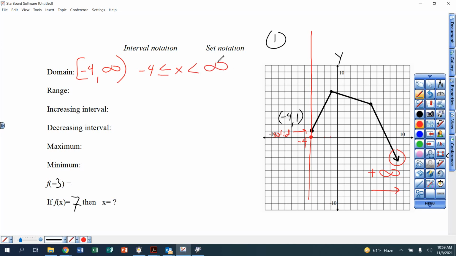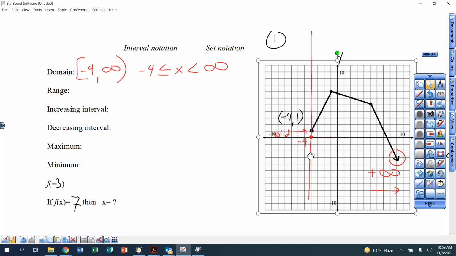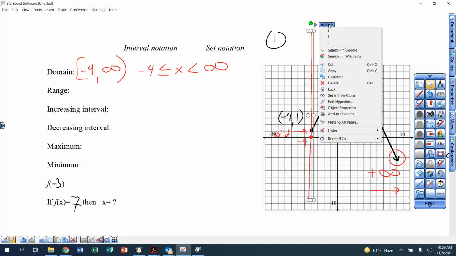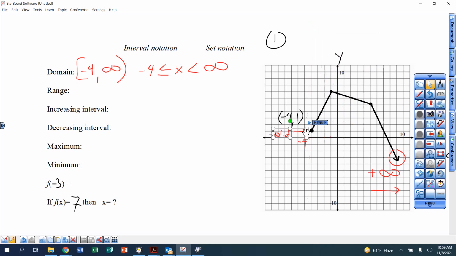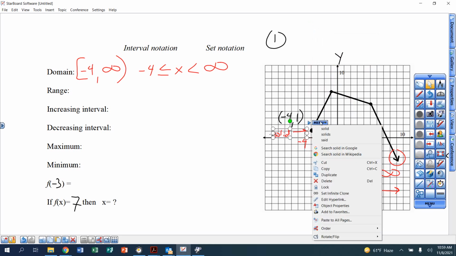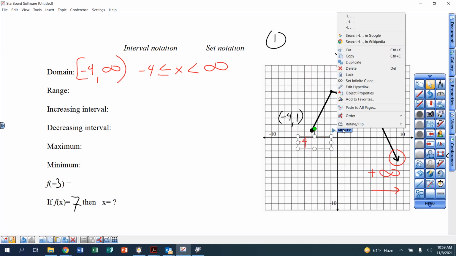Infinity always gets rounded. In set notation, -4 less than or equal to x less than infinity positive going to the right. Some people think since it's going down, negative infinity. But again, anything measured left to right, going to the right, positive infinity. All right, that is my domain.